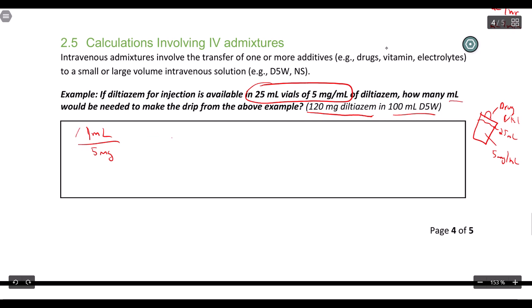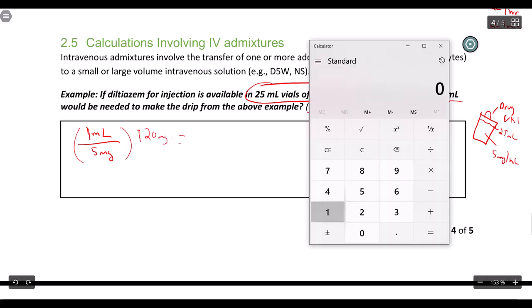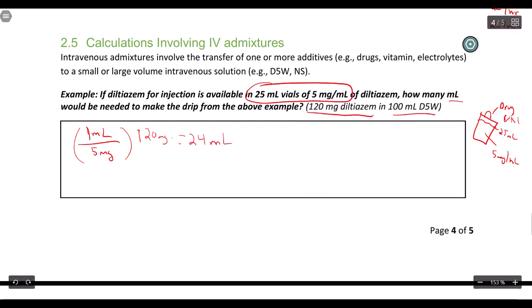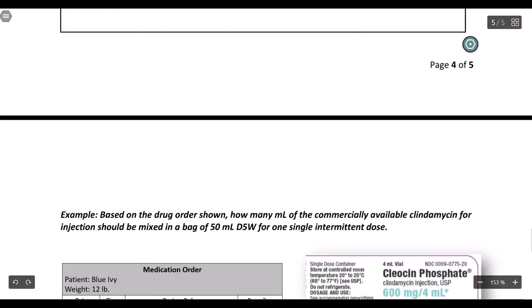So 1 ml is 5 milligrams. How many mLs if I need 120 milligrams? So I would take 120, divide that by my 5, I would get 24, and my answer would be 24 mLs. That's how much I would remove from that vial and put into my IV bag.